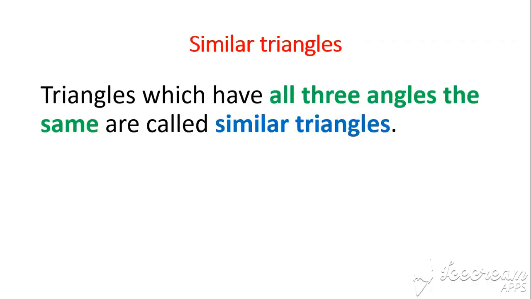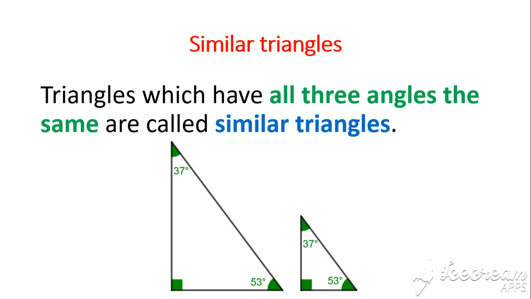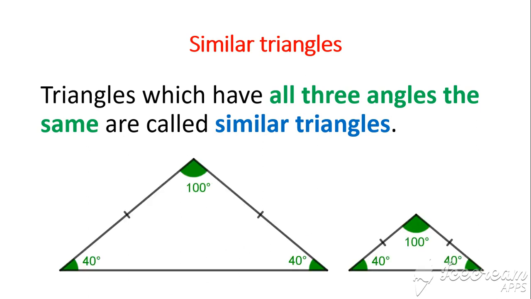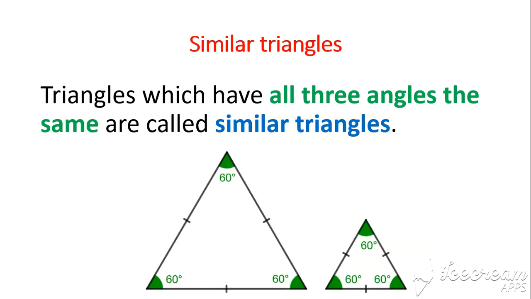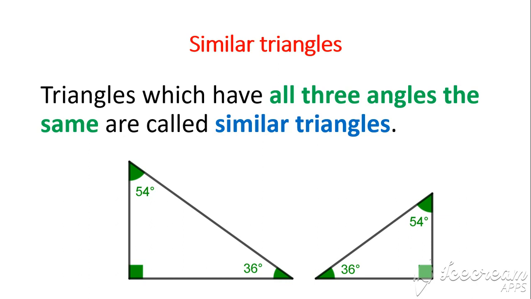Remember, triangles which have all three angles the same are called similar triangles. Here are some examples of similar triangles. This is an equilateral triangle that's similar. You'll notice one's just an enlargement of the other. In fact, all similar triangles are just enlargements or reductions of the other.